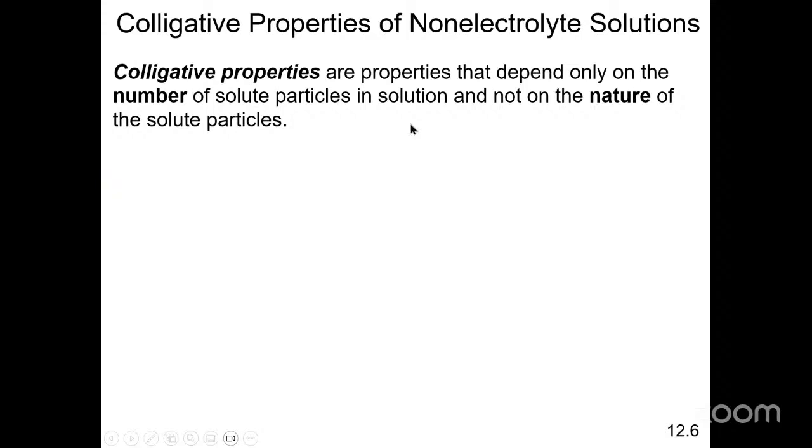These are properties that depend only on the number of solute particles present in the solution and not on the nature of these solute particles. So basically, these properties are not dependent on the nature of the particles. It doesn't matter if the particles are made up of glucose, sucrose, whatever. These properties are dependent on the actual number of particles present in the solution.